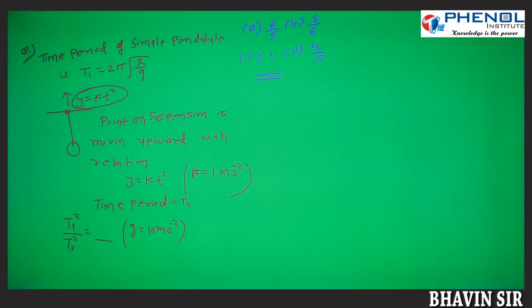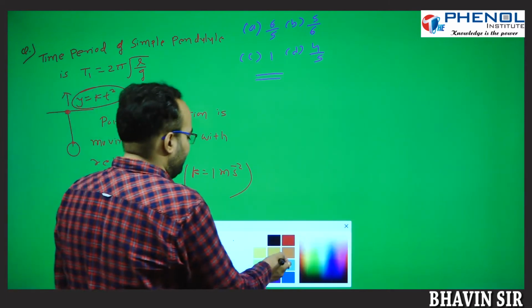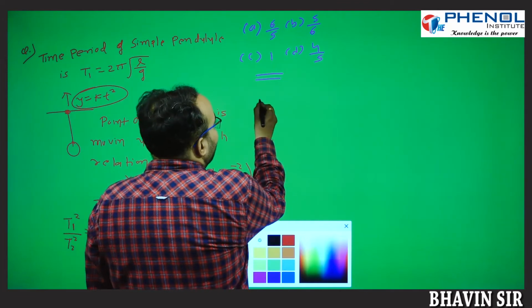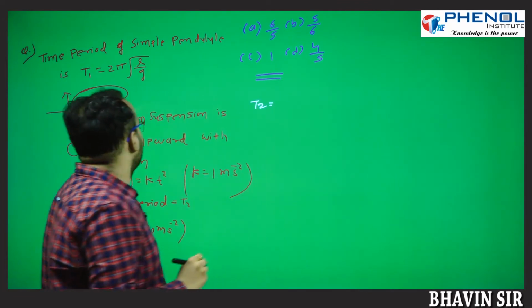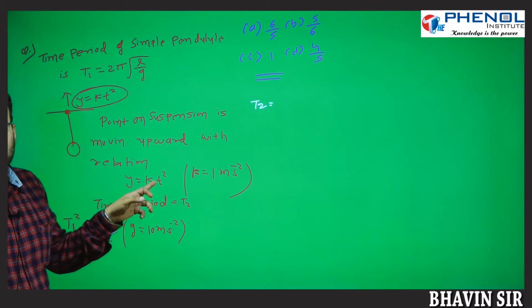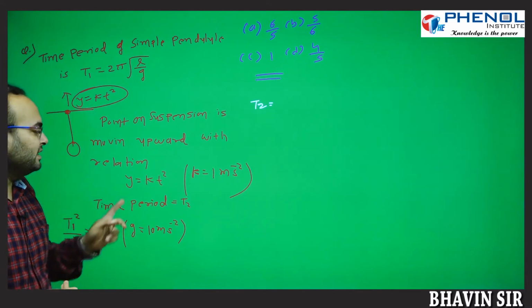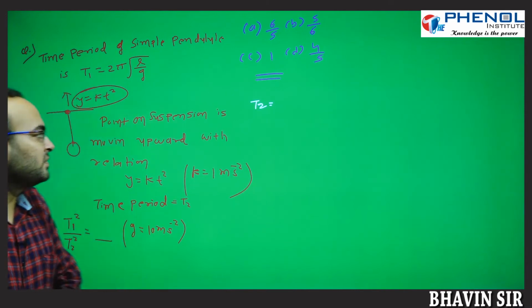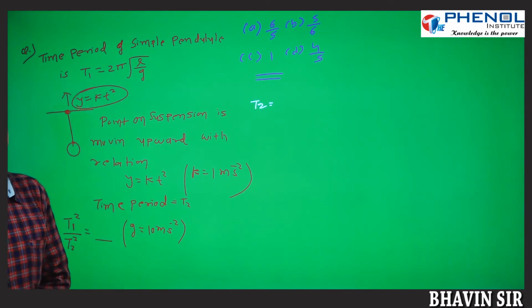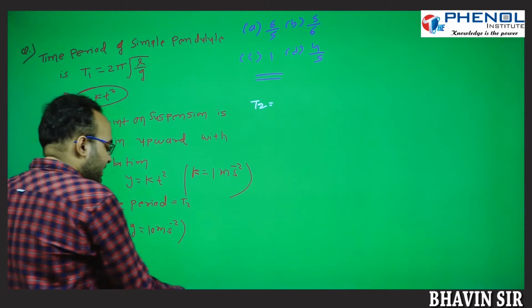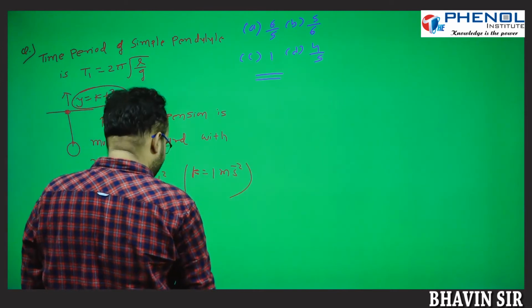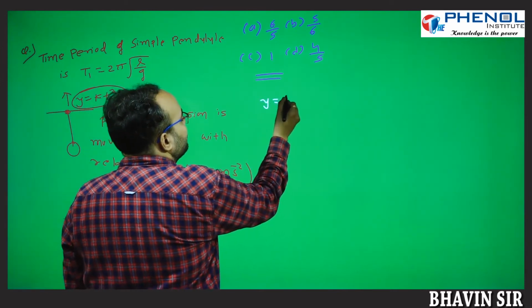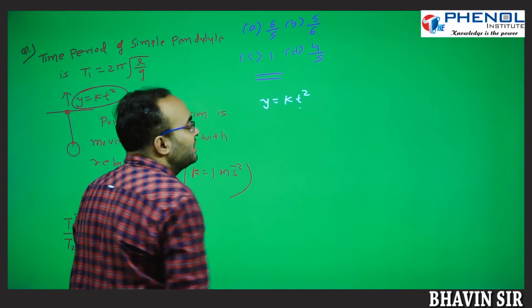So see students, in the first case the time period is given as 2 pi, right? But in the second case, the point of suspension is moving upward with the relation y equal to kt square. See, this displacement changes with respect to time, so again it is moving with accelerated motion. So what is the acceleration in this case?